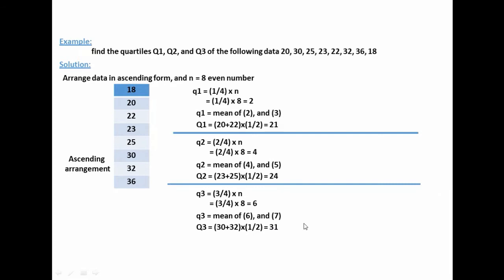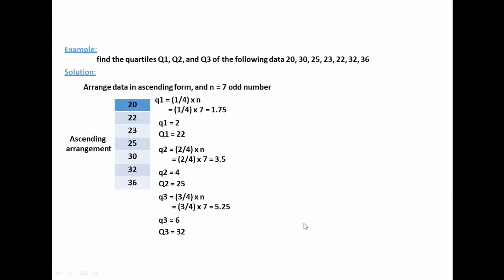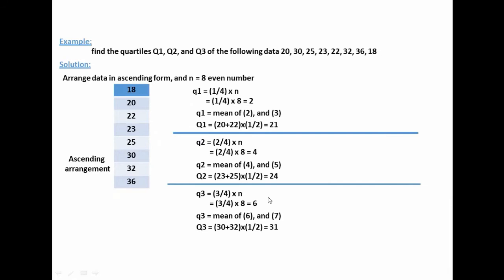So dear student, in these two examples, note that if the number of terms is odd, then you can easily round the position to a whole number and pick the number at this position. You will easily calculate Q1, Q2 and Q3. But if the number of terms is even, then first of all calculate the position value, and this 2 represents the mean of the second and third terms, 4 represents the mean of the fourth and fifth terms, and 6 represents the mean of the sixth and seventh terms.